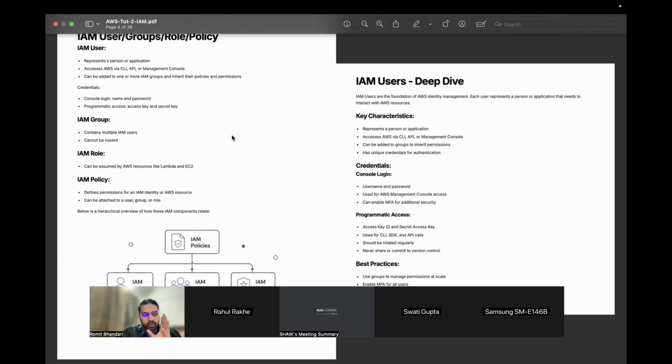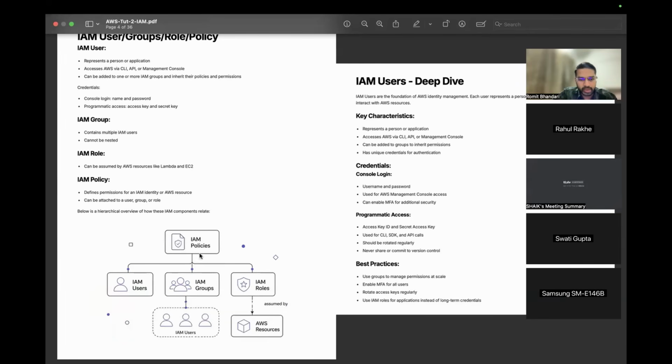IAM user is defined for a person, for a human being. IAM group would be a group of these users. And IAM role is something assumed by AWS resources like Lambda, EC2, etc. Then, as I mentioned, a policy would be a policy associated to an IAM identity or AWS resource. So that's how IAM policies work.